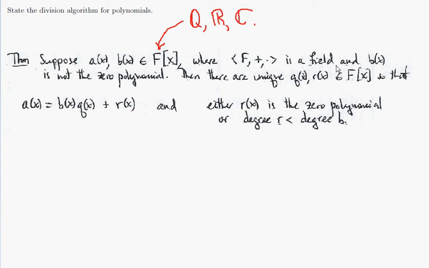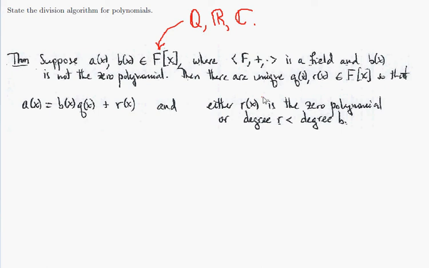Of course, there are other fields besides these, for example Z[2], or Q[square root of 2], for example. But these are the most common fields that come up in the secondary curriculum. So we have polynomials where we use either, say, rational numbers or real numbers or complex numbers for coefficients.